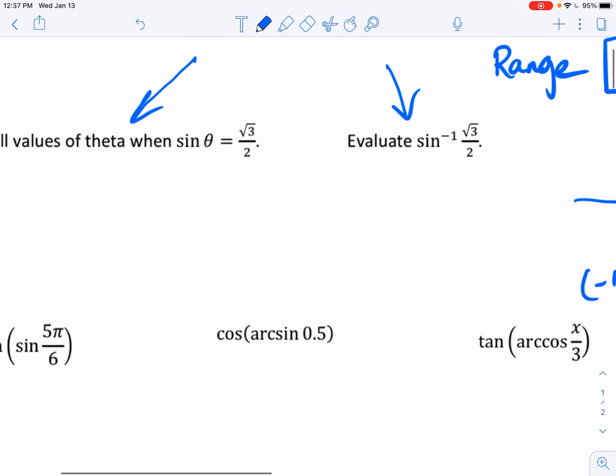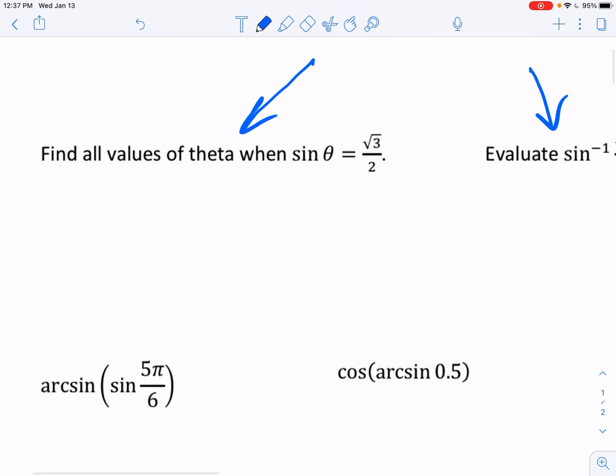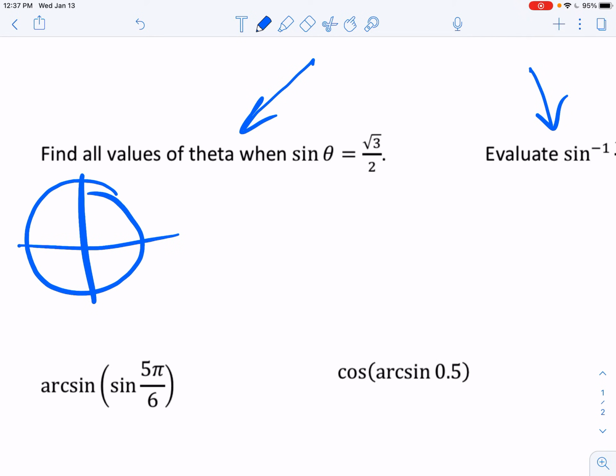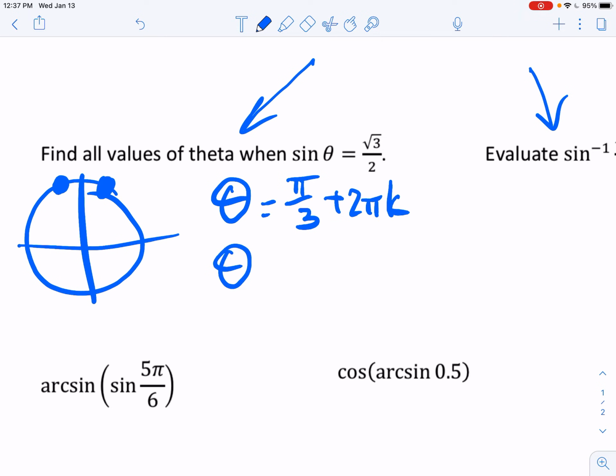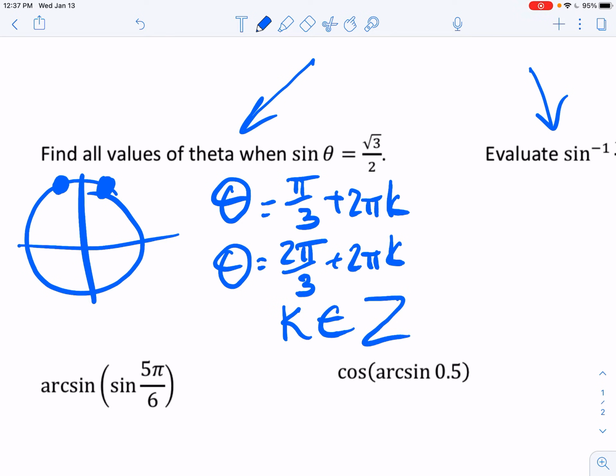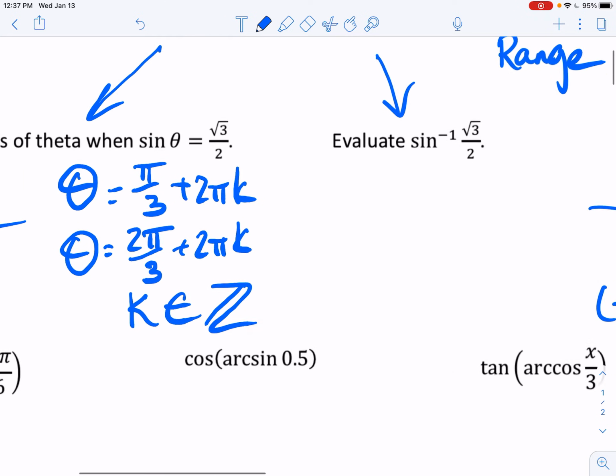So on this one, all values of theta when sine equals root 3 over 2. Okay, so back to the unit circle. That's here and here. And so to find all of them, theta would equal pi over 3 plus 2 pi k, and theta would equal 2 pi over 3 plus 2 pi k, where k is an element of the integers. And there's infinitely many answers. If you think about the sine curve, it's hit that value infinitely many times.